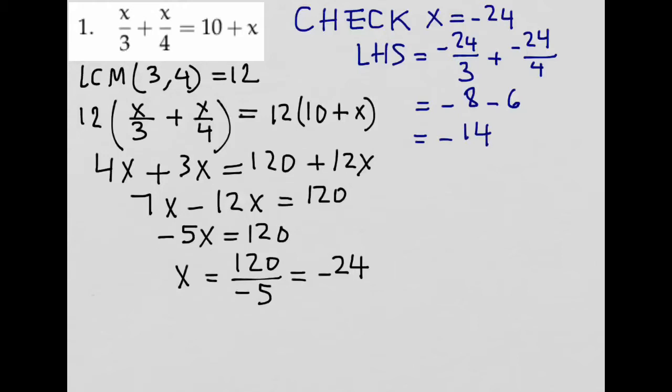Let's see what happens when we plug in minus 24 in the right-hand side of the equation. We get right-hand side equals 10 plus x, which is minus 24. Well, that's equal to minus 14. Left-hand side equals right-hand side when we plug in minus 24. This means x equals minus 24 is our solution.